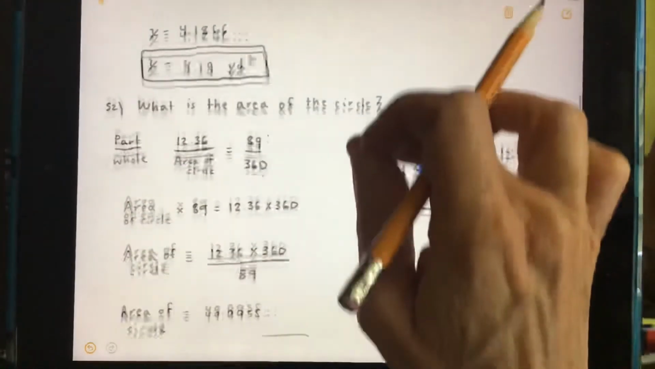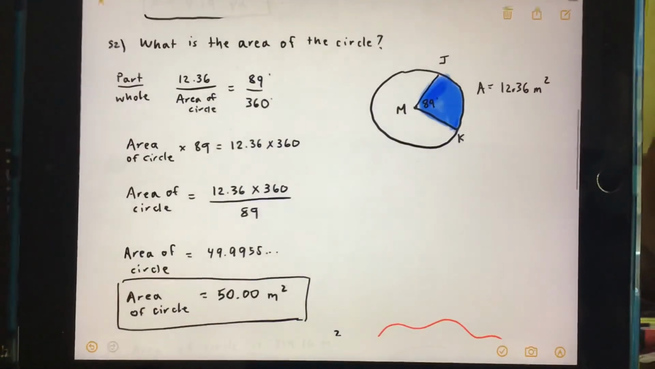Sample 2. So sample 2 asks you actually to go in the other direction. This time you're going to be given the area of the sector, and from that you are to figure out the area of the entire circle, the sector piece and all of the part that is just white. So the entire area of the circle. Again, we're going to go back to our part to whole proportion setup, where we are writing two ratios that are equal to each other, part to whole.